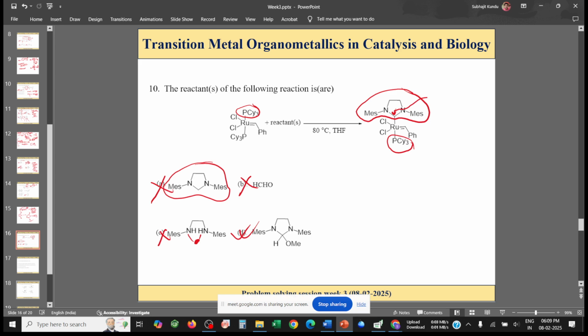The mechanistic pathway is really difficult to explain here, but you can try. The OMe group will leave, then the hydrogen will be lost at high temperature in the solvent, and this will form the carbene to act as a ligand for this ruthenium. So this is the formation of the Grubbs catalyst. Why is this ruthenium important?